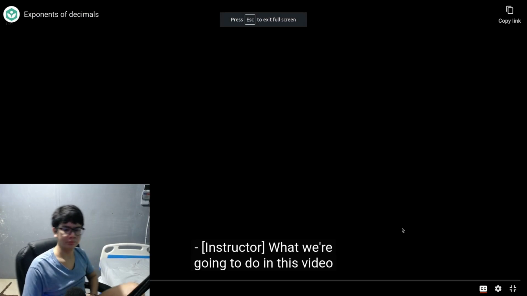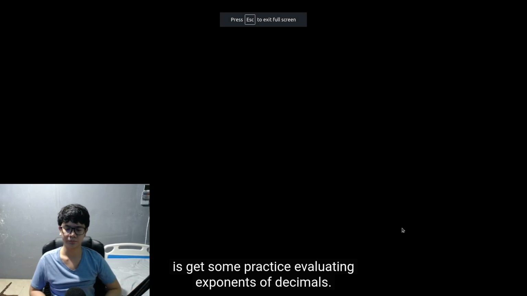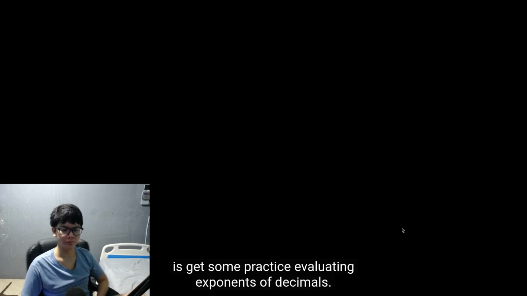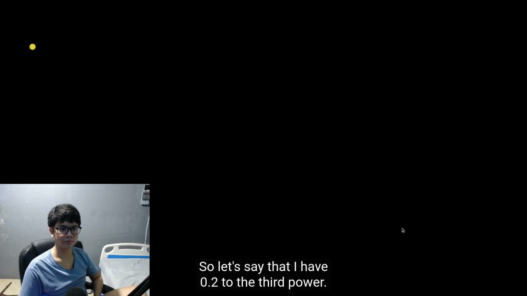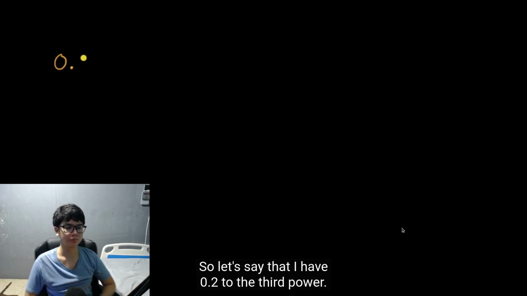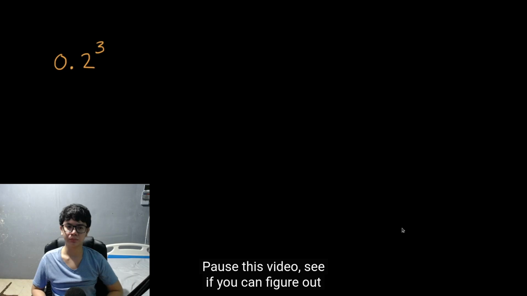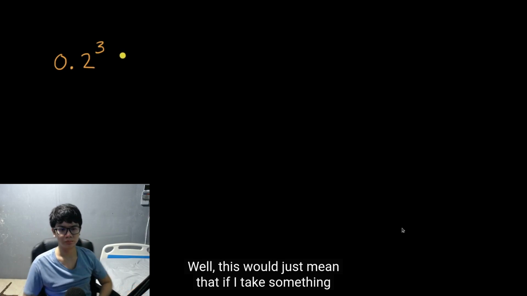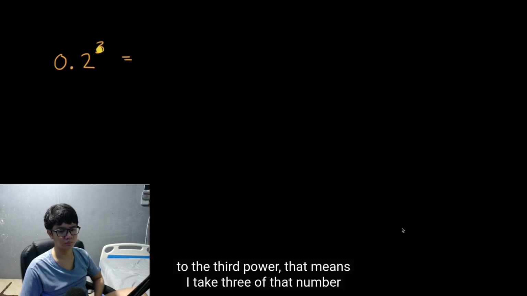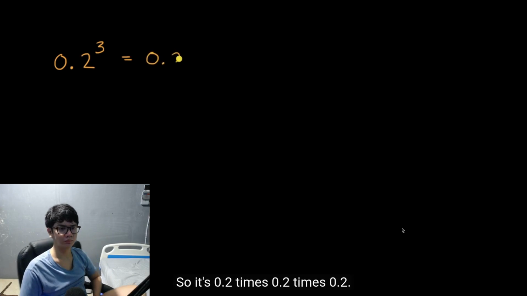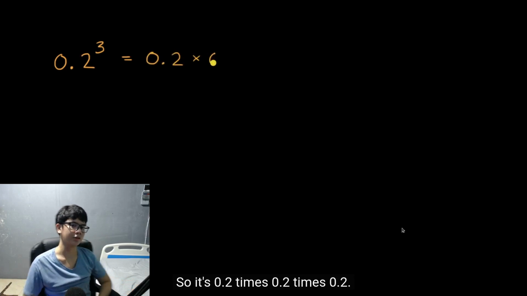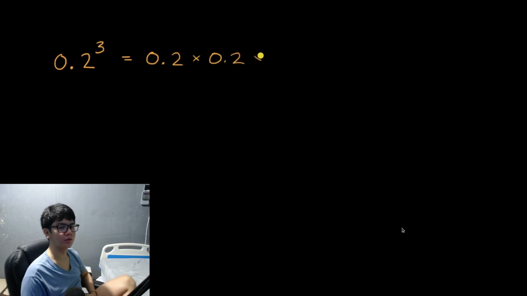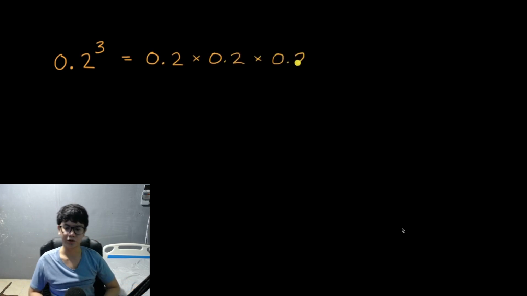What we're going to do in this video is get some practice evaluating exponents of decimals. So let's say that I have 0.2 to the 3rd power. Pause this video, see if you can figure out what that is going to be. Well, if I take something to the 3rd power, that means I take 3 of that number and I multiply them together. So it's 0.2 times 0.2 times 0.2.